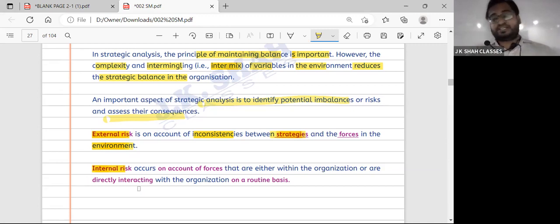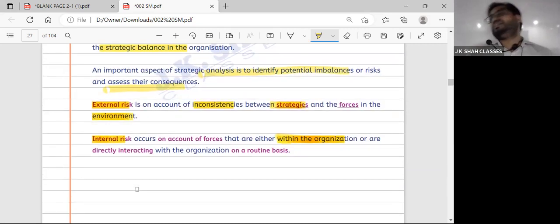Internal risk. Internal risk occurs on account of forces within the organization. That is internal to the organization. I gave you that example. Your capacity is only 1000 units, but you got an order of 5000. The demand for the product is 5,000. You cannot complete that order, right?